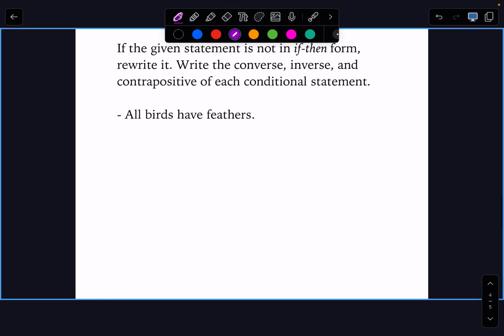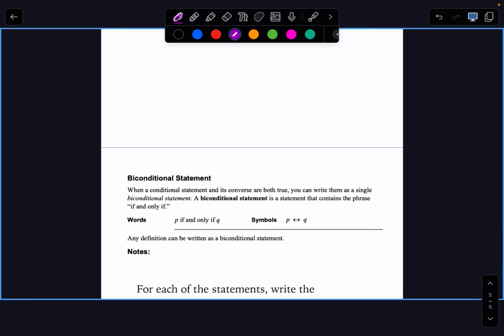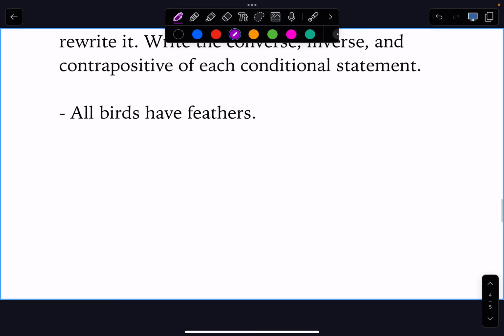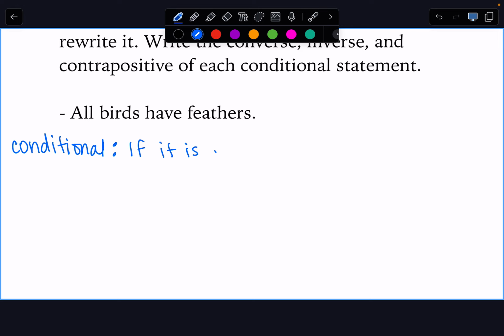Okay. So we're going to go to page 2. Leave your journals open, but I want you to go to page 2 for an example that we're going to practice. Okay. All birds have feathers. Do you see an if then? If birds, then feathers. Okay. So let's everybody write the conditional statement. If it is a bird, then it has feathers.